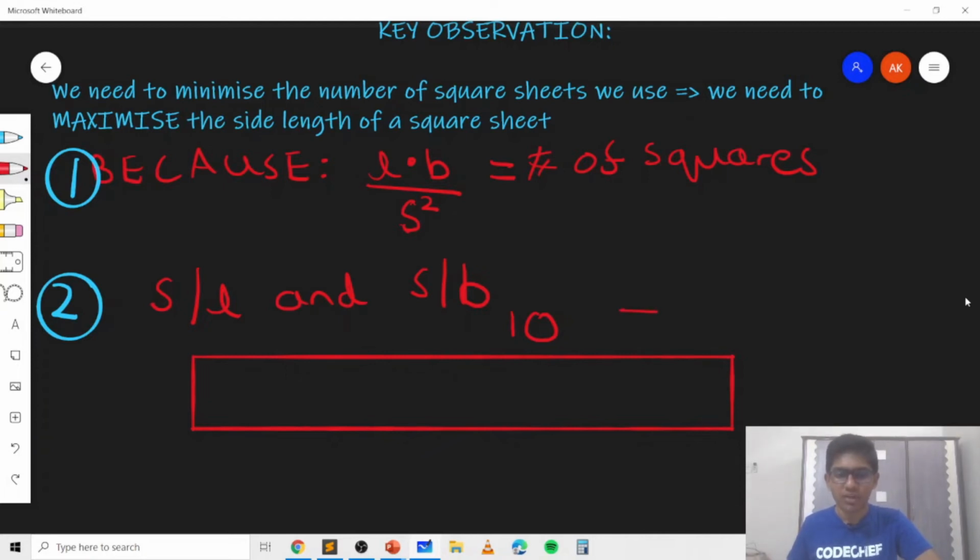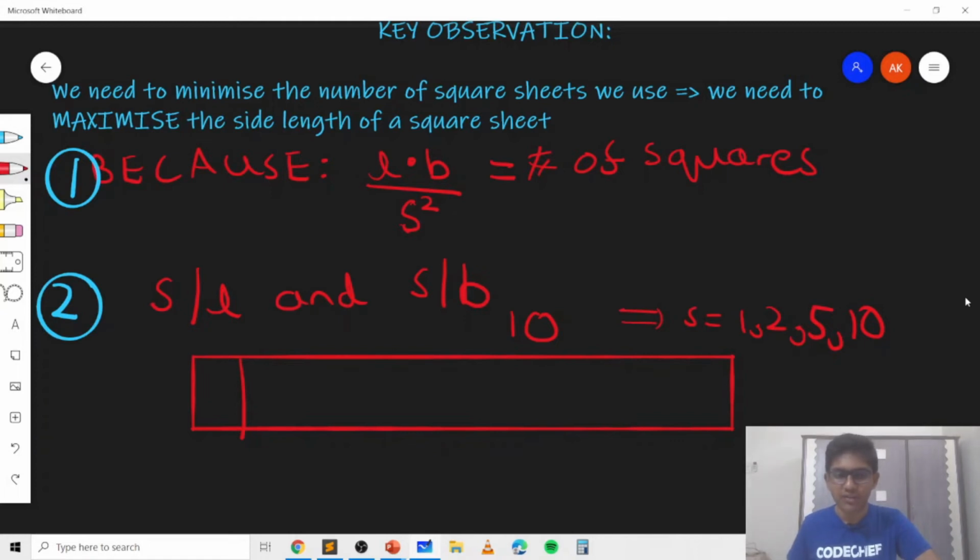A side length of s can be 1, and s can be 2 also, because if s is 1 then there are 10 such things. If s is 2 then there are 5 such things, and each thing should have a side length of 2. And if s is 5 or s is 10, these are basically the divisors of 10. These are the factors of 10.